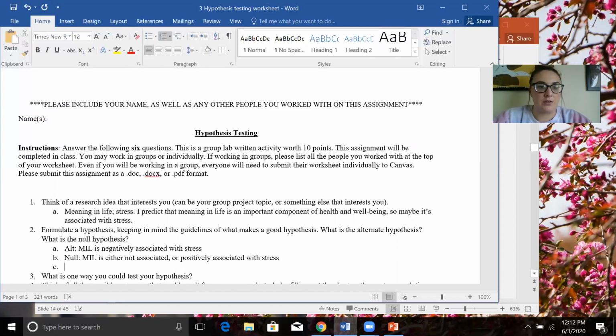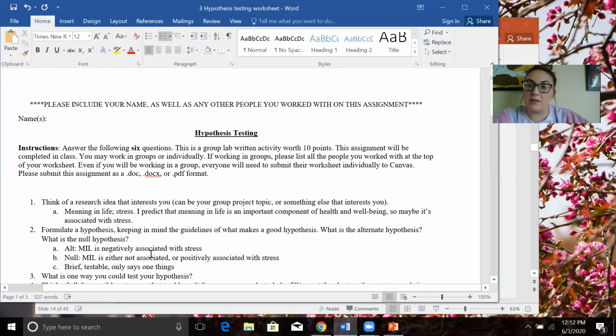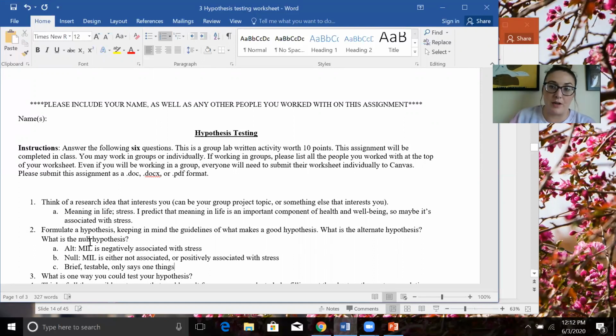And then what makes a good hypothesis? Brief, testable, only says one thing, etc. So written into what I've created here is what we call a directional hypothesis. I specifically said I think meaning in life is negatively associated with stress. And so the null has to be the complete logical counterpart to that.